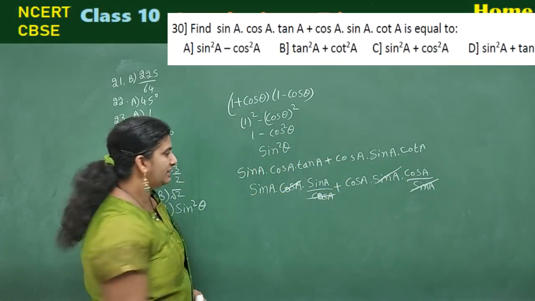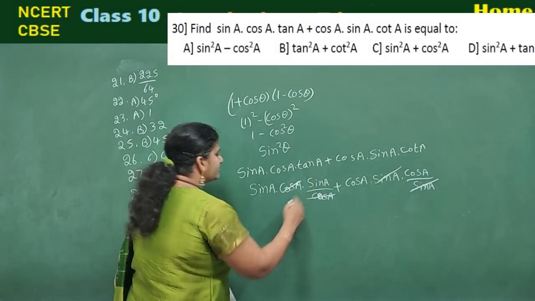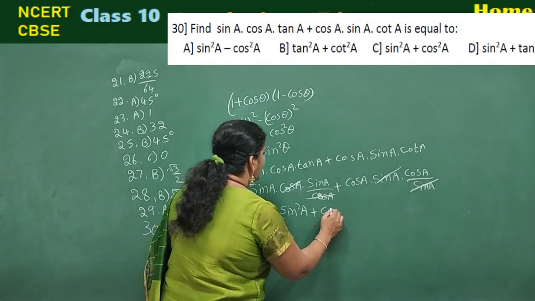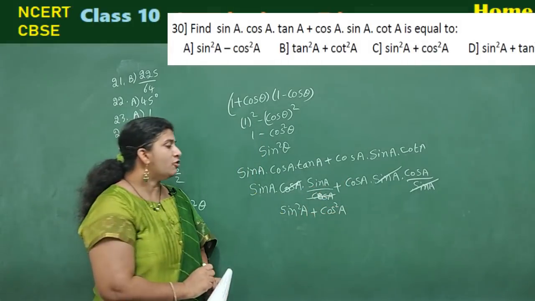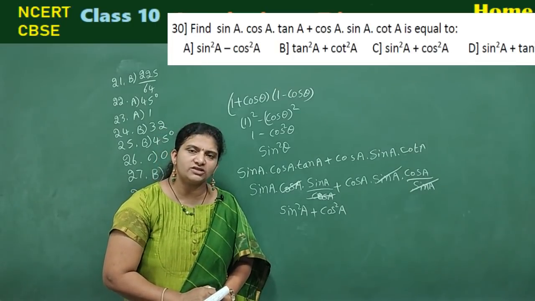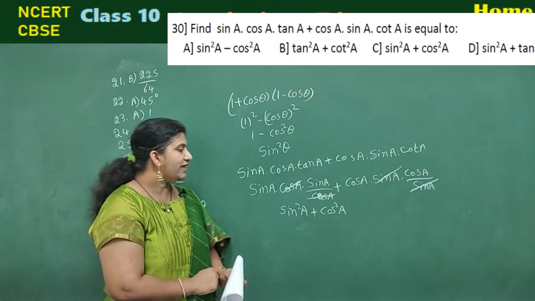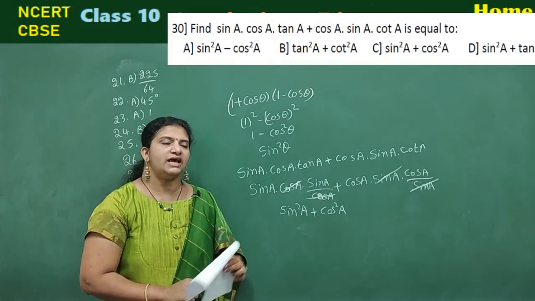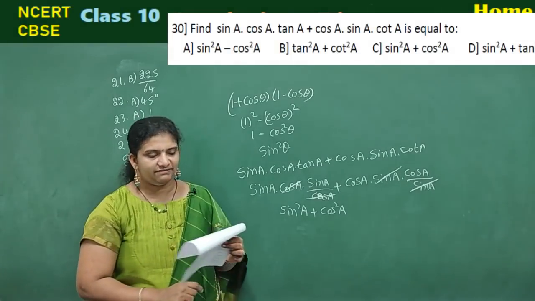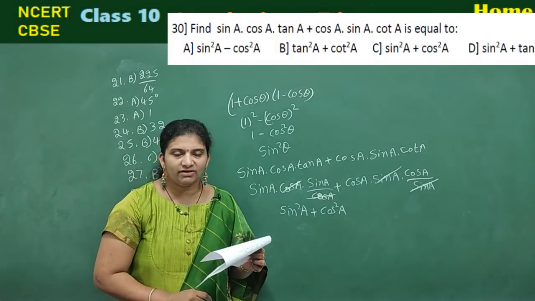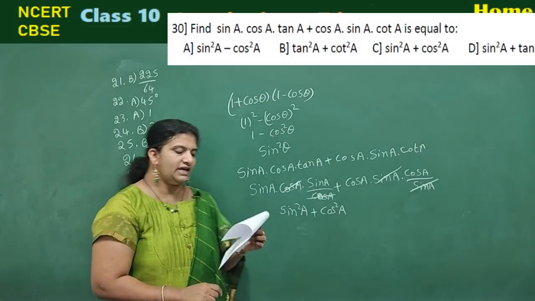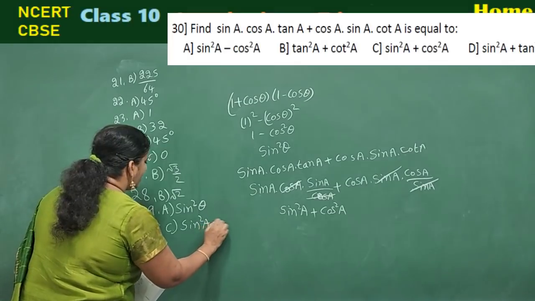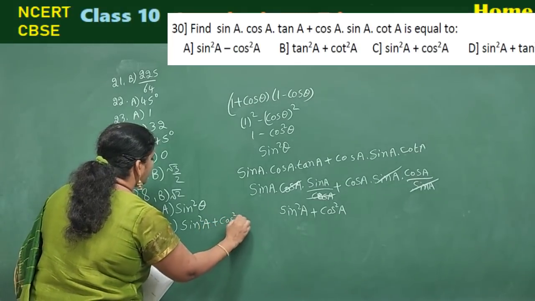Sin A cancel. Now multiply this one. Sin A into sin A will be sin square A. Cos A into cos A will be cos square A. We know by the identity sin square theta plus cos square theta is equal to 1. Sin square A plus cos square A is also equal to 1. But we have to see in the options whether 1 is given or it is given as it is. They are not given 1. Therefore, we go with option C, sin square A plus cos square A.